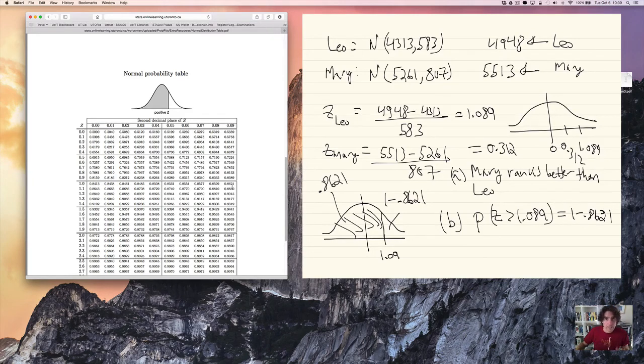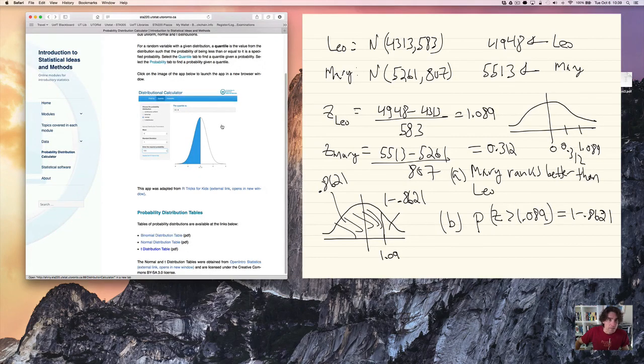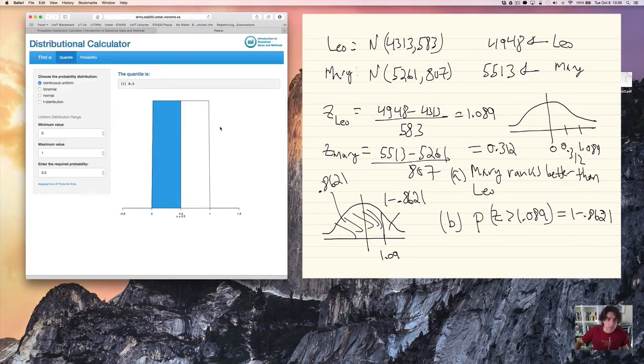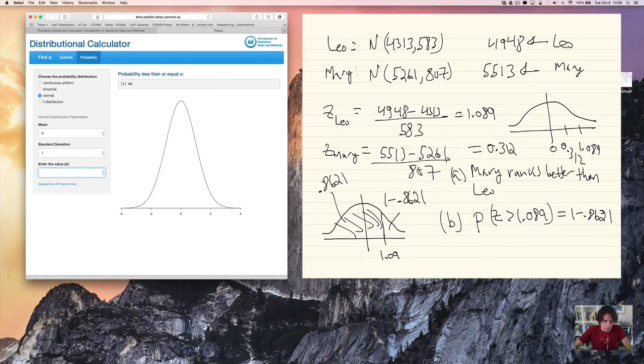Another way that we can calculate this probability is if we go back here and look at the distribution calculator. We go to probability, choose normal, and then here in the value for x, enter 1.09. You'll see you get the same value, 0.8621, and that shows you again.